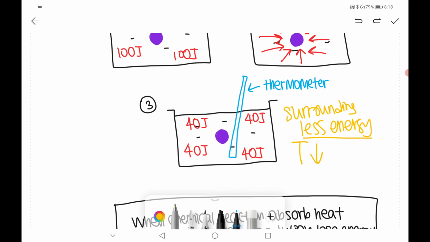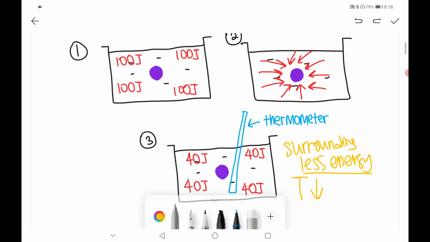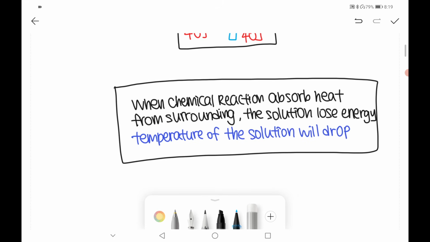The energy from the surrounding is absorbed by the particle. So this particle absorbs the surrounding heat. When the heat of the surrounding is absorbed, the surrounding now has less energy. When the surrounding has less energy, temperature will decrease. So this is the concept that you need to know.